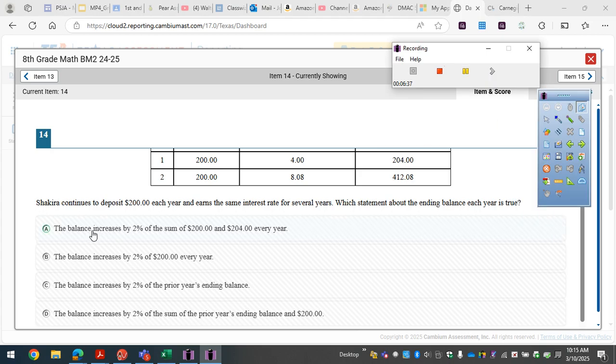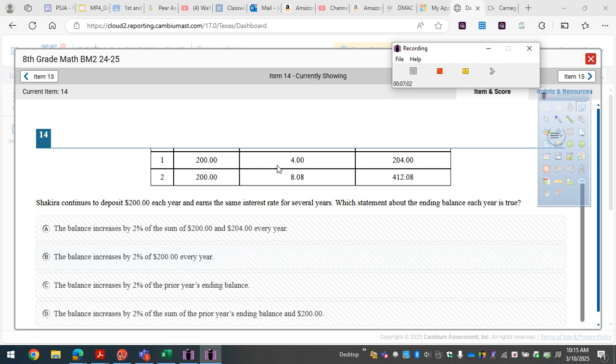So let me read out. The balance increases by 2% of the sum every year. So it's not increased that much. This, yes, but not to 200 and that much. So this is correct, but not this part. It's not going to increase by 204. That was like only the first year. The balance increased by 2% of 200.